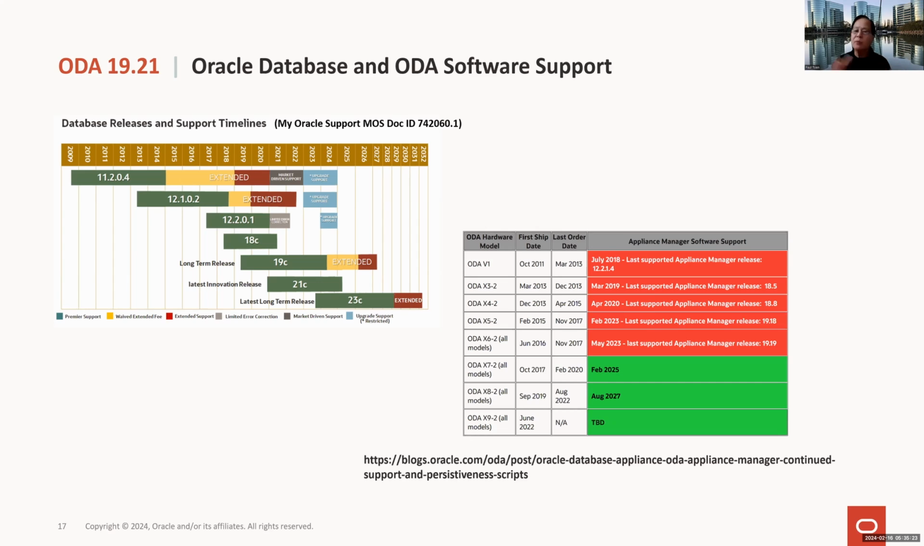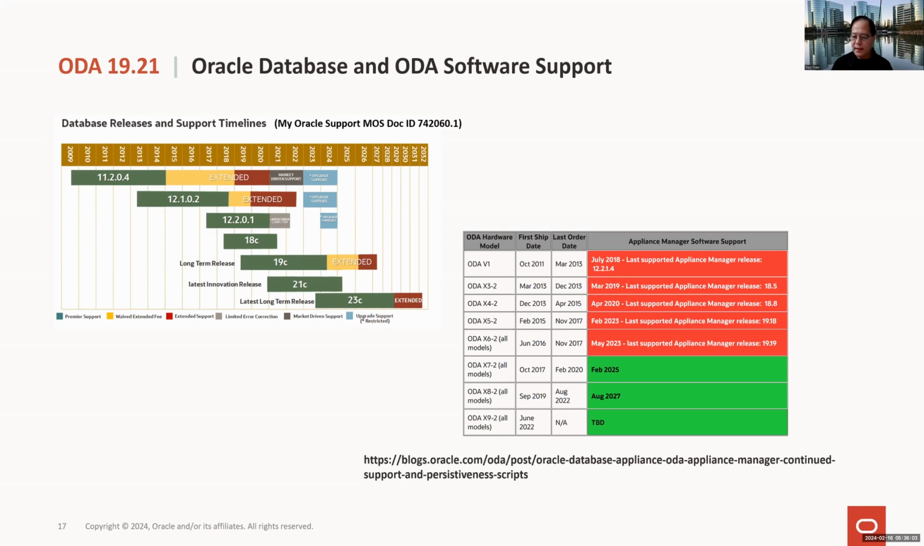This shows generally, not for ODA, but for every system out there that runs Oracle database, what versions of Oracle database are currently being supported. So as you can see, for 19c, the long-term support is coming to an end middle of this year. And there is some extended support, but we're encouraging customers to move to our next long-term database release, 23c. ODA will support that later on this year. So most of our customers will probably jump from 19c to 23c later this year.